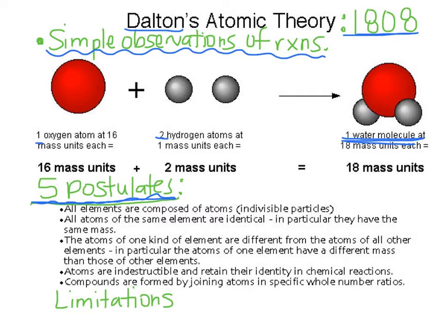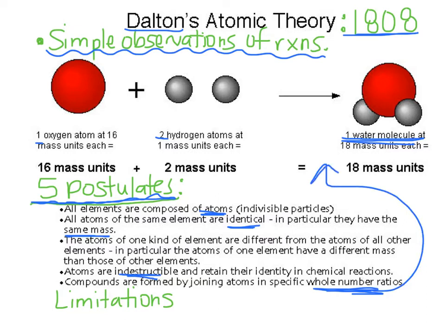But those 5 postulates are: all elements are composed of atoms, okay, and those atoms are identical. In particular, they weigh the same amount. The atoms of one kind of atom are different from atoms from another element. And then atoms are indestructible, and they retain their identity no matter what type of reaction they go through. And then the compounds form in whole number ratios. So for example, what we just looked at up here, okay?